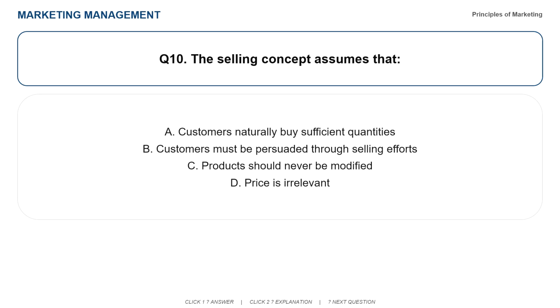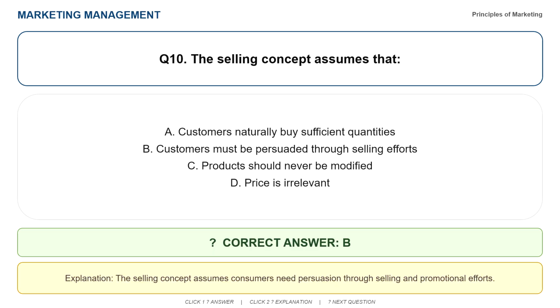Question 10. The selling concept assumes that: Option A, customers naturally buy sufficient quantities. Option B, customers must be persuaded through selling efforts. Option C, products should never be modified. Option D, price is irrelevant. The correct answer is B. Explanation. The selling concept assumes consumers need persuasion through selling and promotional efforts.